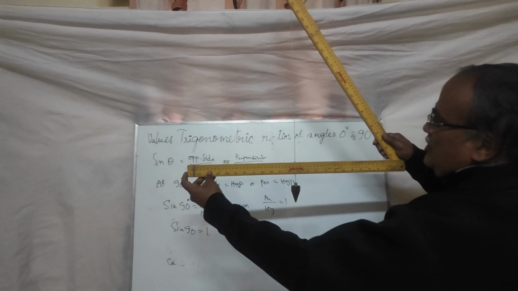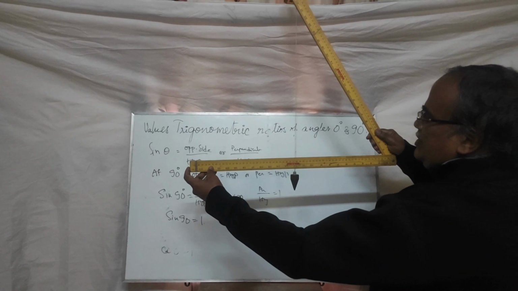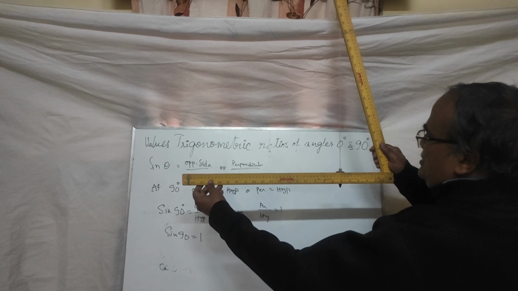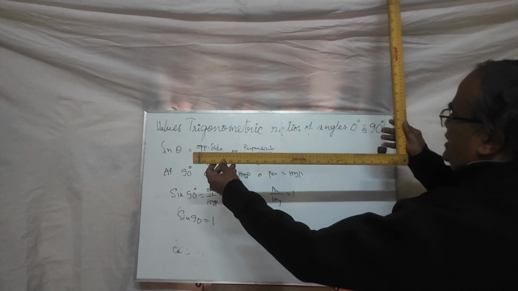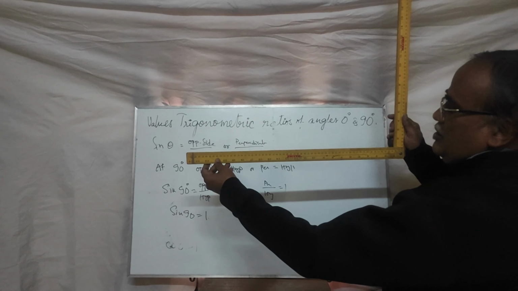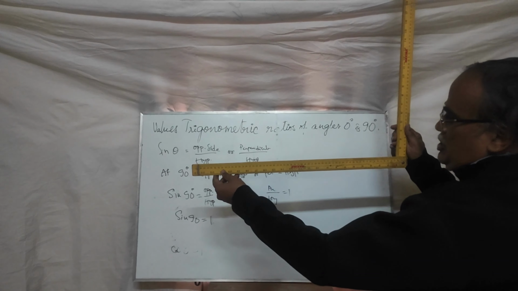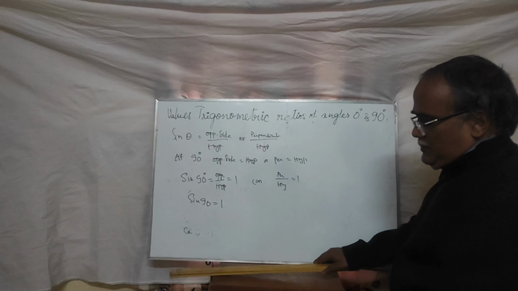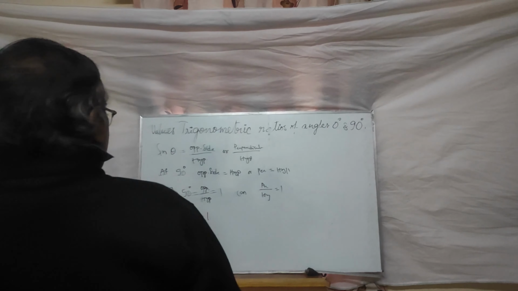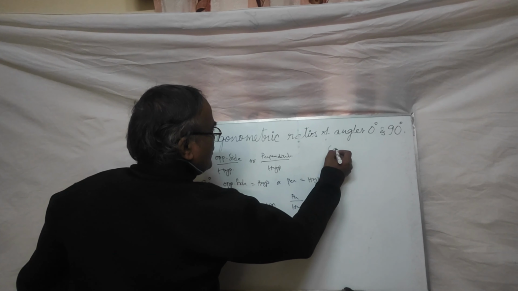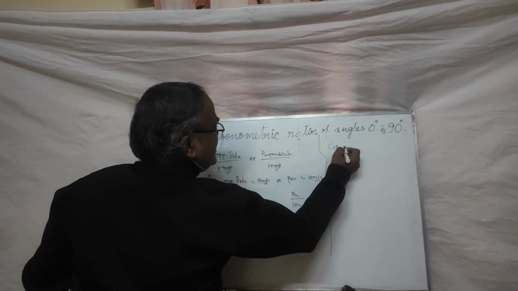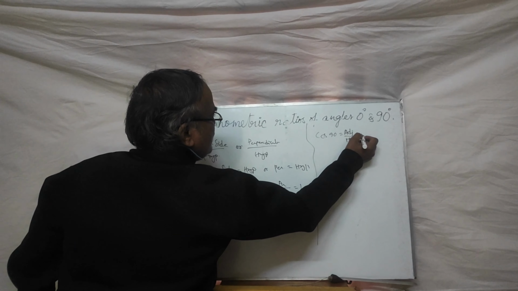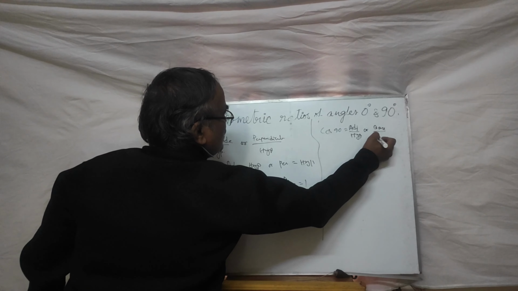That means the length of the base is decreasing. When I come to exactly 90 degrees, what happened? The base, or the adjacent side, has totally become 0. So at 90 degrees, the base becomes 0. So we write it here. At 90 degrees, cos 90 is equal to adjacent side upon hypotenuse, or base upon hypotenuse.